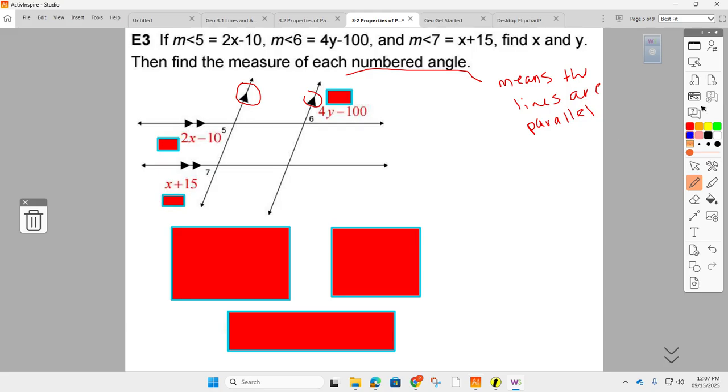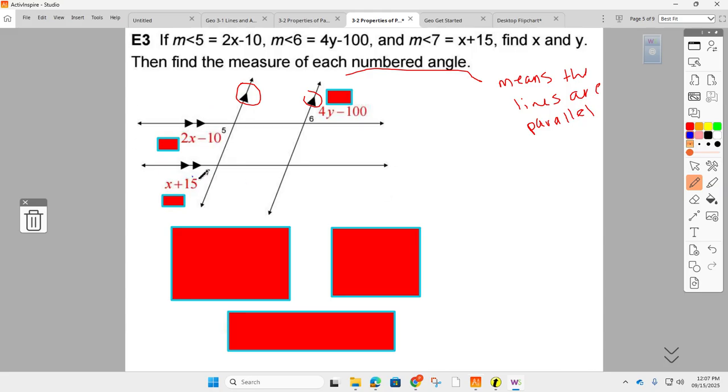It says the measure of angle 5 is 2 times x minus 10. The measure of angle 6 is 4 times y minus 100. The measure of angle 7 equals x plus 15. So once you find x and y, find the measure of angles 5, 6, and 7. Okay? We're going to start. So we look at there's 8 angles here, 8 angles here. We can also look at these 8 angles. Does that make sense, Ashley? You really have 4 sets of 8 angles because they're all parallel lines, right? And that only works because they're all parallel lines.